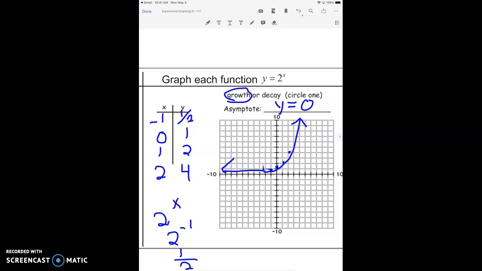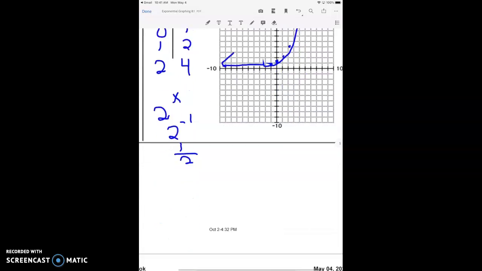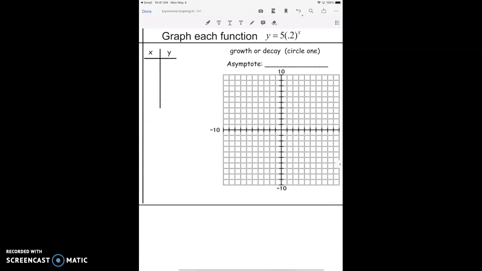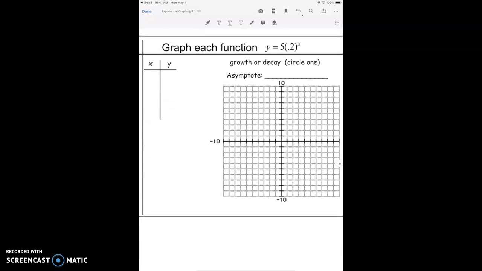So again, you're going to be given a graph like that, and you're just going to have to tell me, hey, is it growth or is it decay? All right, over here, let's take a look at this one. Again, right away, I should be able to tell what's going on because I have a 0.2 there. That 0.2 is going to tell me, hey, this is decay. So I'm going to circle decay or box it.